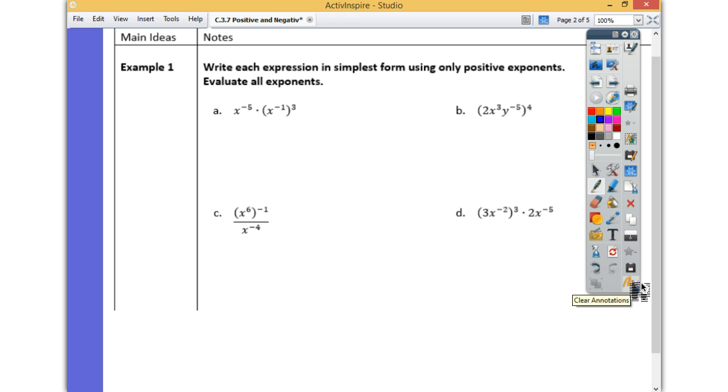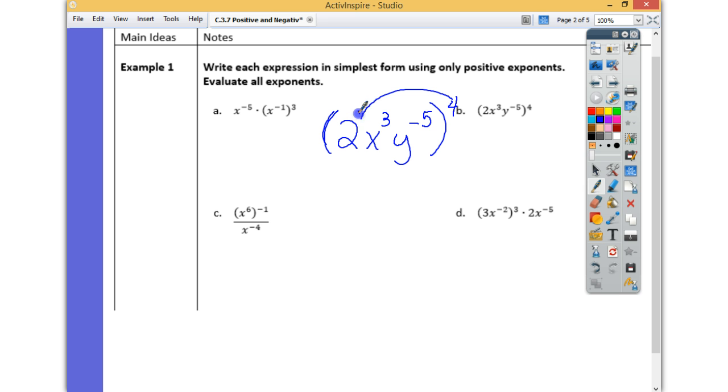All right, let's try B. Work it out in your notes first. 2x to the third power, y to the negative 5 power, all raised to the 4th power. Show all your work in your notes and then hold up your final answer on your whiteboard. Let me see what you get.